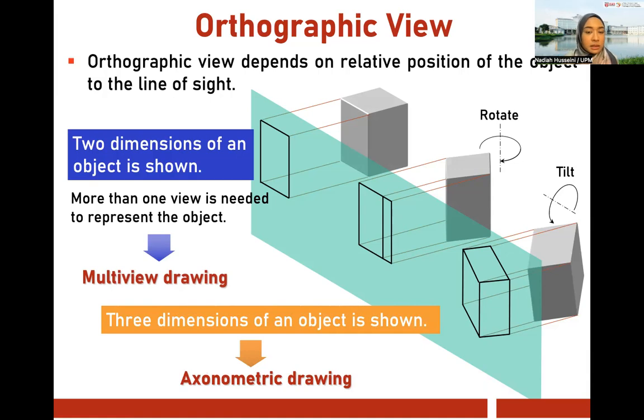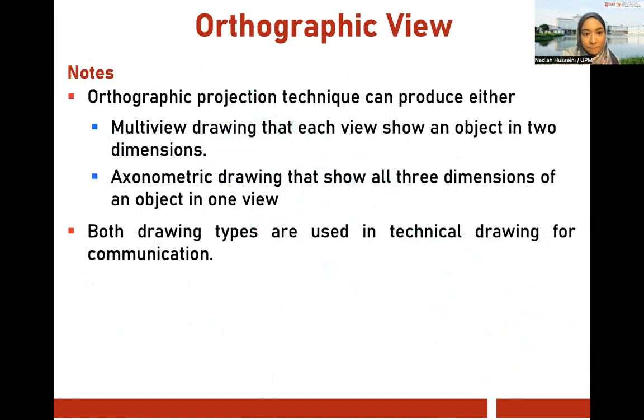So again, to summarize here is orthographic view, ada 2 jenis. One is multiview. Multiview is when you have 2 dimensions. The other one is axonometric drawing. It is when you have 3 dimensions. Okay, pretty simple. It's just terms. Okay, what do we have here? Notes. Orthographic projection technique can produce either multiview drawing or axonometric drawing. Both drawing types are used in technical drawing for communication. Typically, kita akan go for axonometric drawing, because it's more complete compared to multiview.